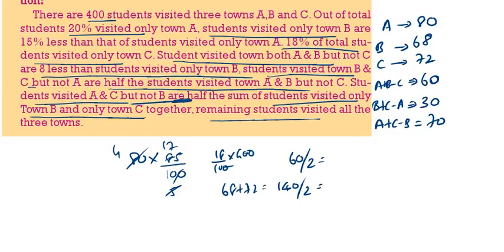The remaining students. Now if you add all this, 80 plus 60, 80 plus 60 is 140. 140 plus 30, 170. 170 plus 70 is 240. 240 plus 140, so 380. So this total is equal to 380. Remaining, they visited all 3, that means ABC. Remaining means out of 400, 380. Remaining is 20. So this is the information we got. Now based on this we should answer the questions.